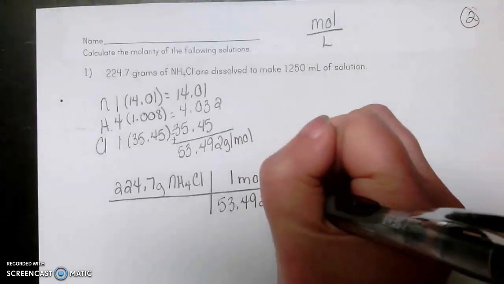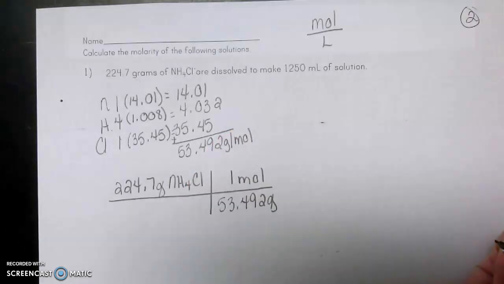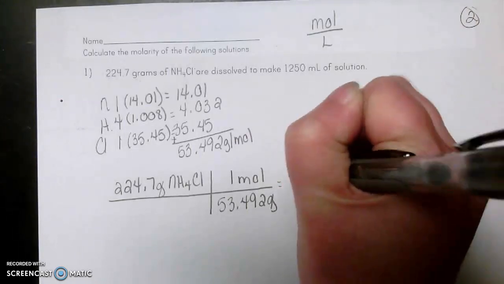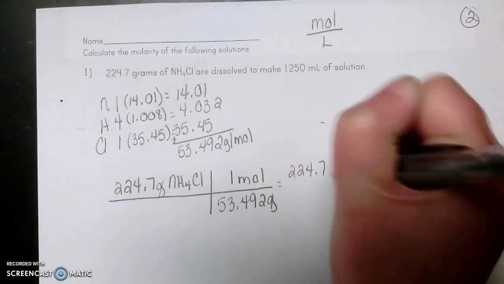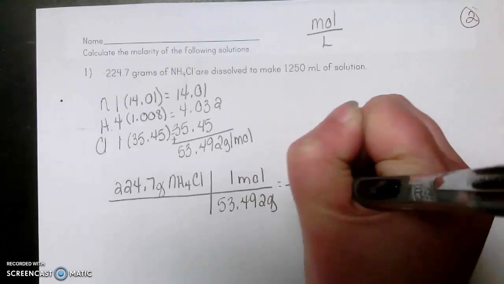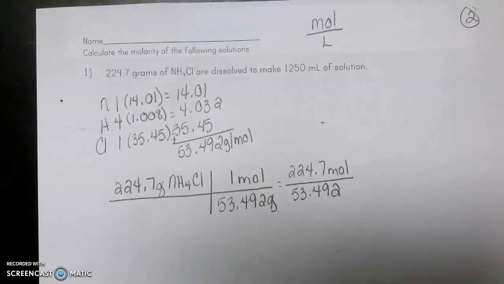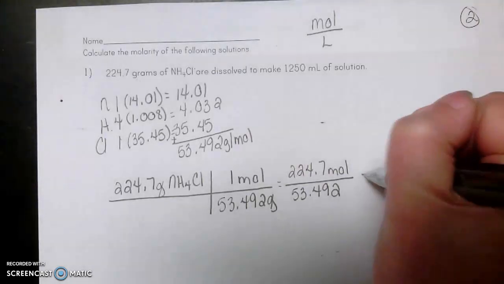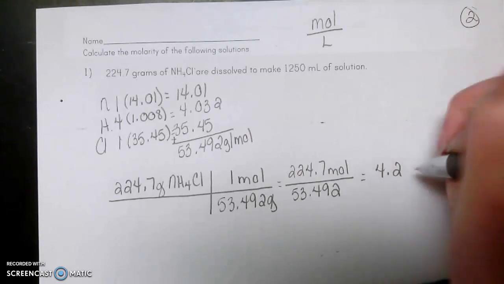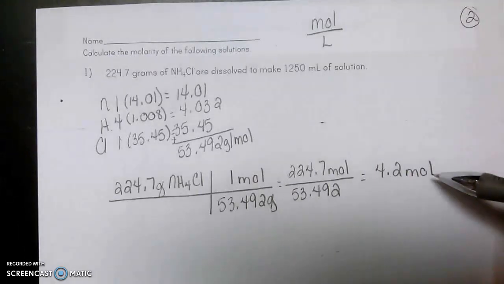So the grams are going to cancel out. You end up with 224.7 moles divided by 53.492, and that equals 4.2 moles. Okay, so we're still not done.